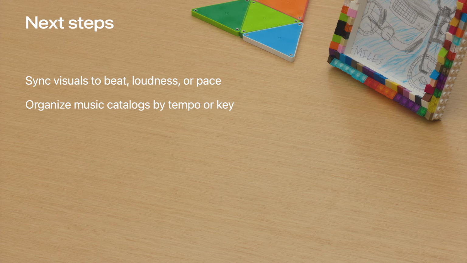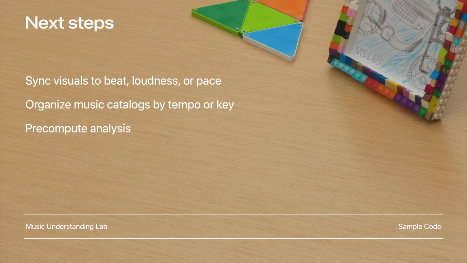With music understanding, you can sync visuals to the beat, loudness, or pace of a song to build powerful video editing features. Organize music catalogs by tempo or key to drive a DJ app. Or pre-compute and bundle analysis data to animate your game to music. Check out the Music Understanding Framework documentation on developer.apple.com and download Music Understanding Lab to help kickstart development of your own applications.